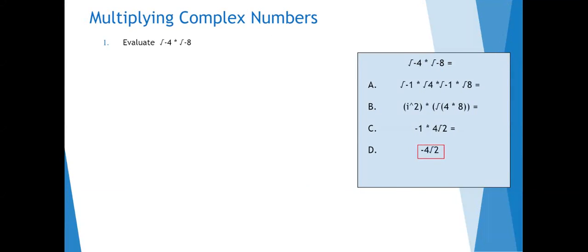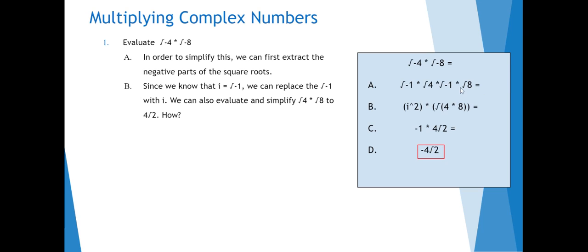Now multiplying complex numbers. So evaluate root -4 times root -8. For part A, in order to simplify this, we need to first extract the negative parts of the square root. So it's root -4 times root -8. We'd have to extract the negative square root because it makes it easier to simplify. So just root -1 times root 4 times root -1 times root 8.